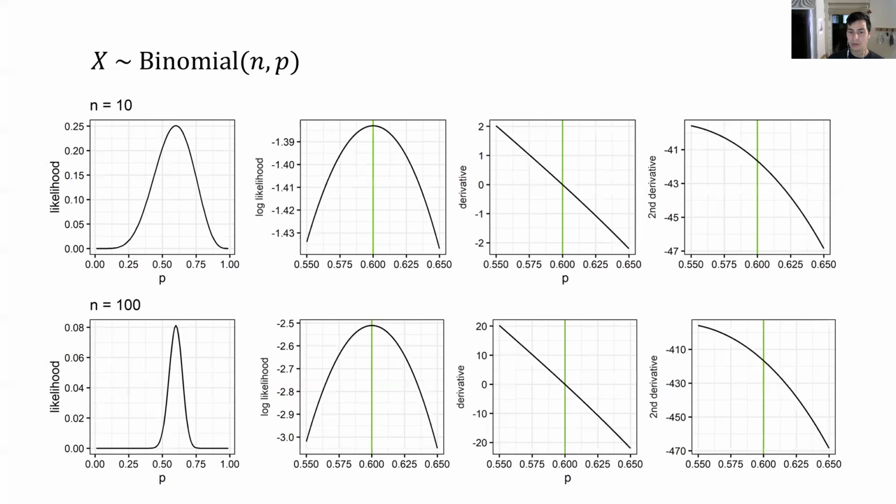Finally, let's plot the second derivative, which expresses the rate of change of the slope of the log likelihood at any given value of our parameter. Take a look at the value of the second derivative at the maximum likelihood estimate of 0.6. It's much, much more negative when n equals 100 than when n equals 10. When we evaluate the second derivative of a log likelihood at the maximum likelihood estimate, values that are more negative indicate a greater curvature around the maximum likelihood estimate.